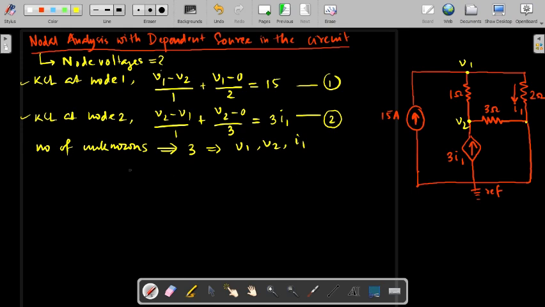So that is the thing that I am now trying to write in terms of a statement. Here the additional unknown is this one, I1. And why is this coming? This is because of the dependent source.